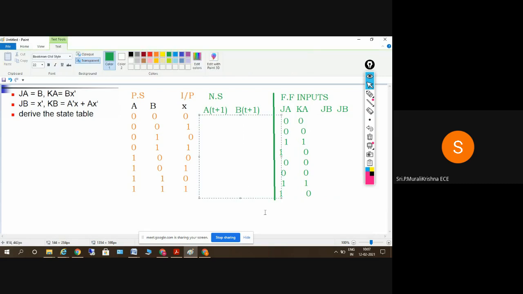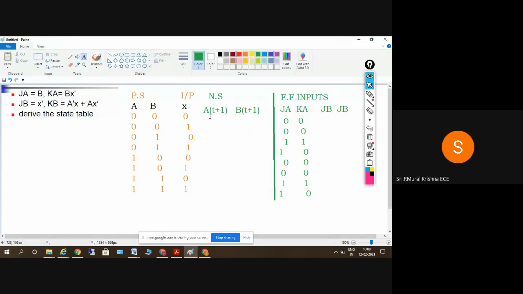So we know the truth table, right? With the help of the truth table, A of t plus 1, with the help of JK values, we'll find the values of A of t plus 1. So what is 0, 0? When J K values are 0, 0, what happens? Why 0?